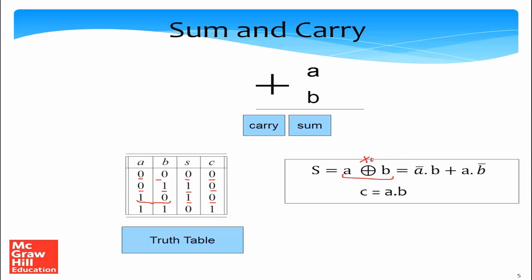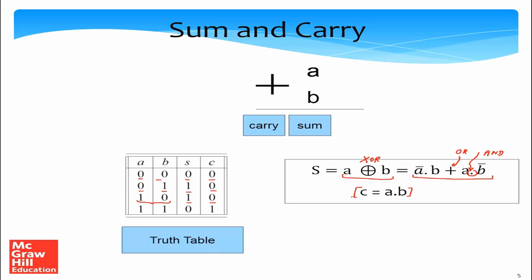This is the exclusive OR operator, which can be expanded to this, where the plus sign is denoting the OR operation and the dot sign is denoting the AND operation. So it's essentially A complement and B, or A and B complement. So that is the sum, and the carry will happen in only one case, when both A and B are 1. So we can see it is A and B. That is when we'll have a carry.